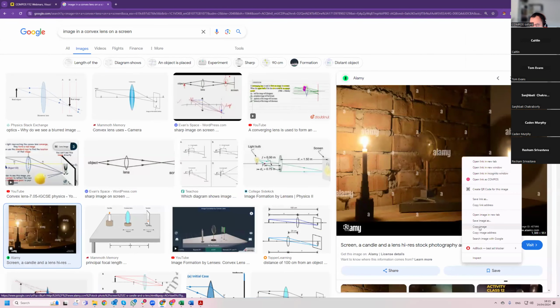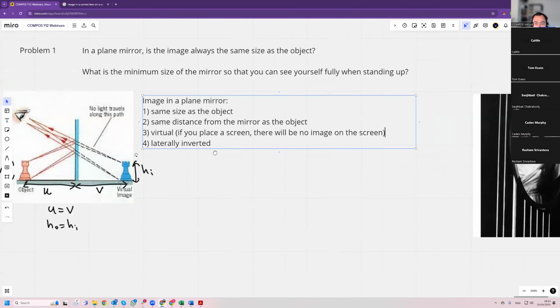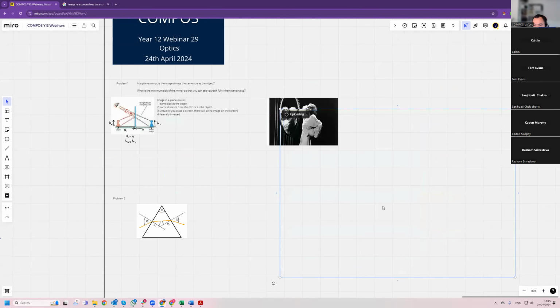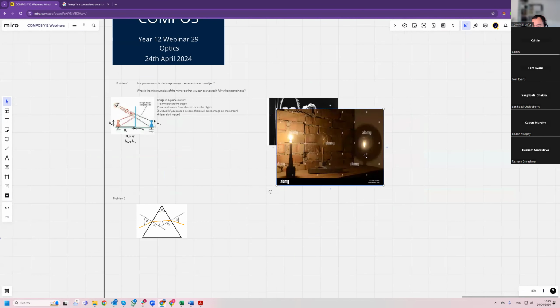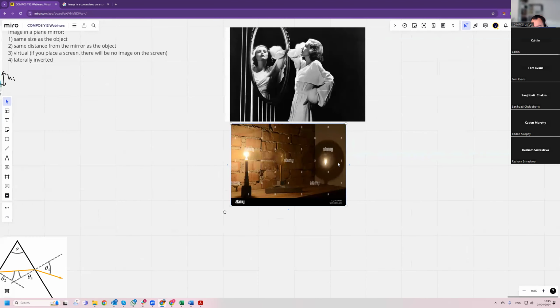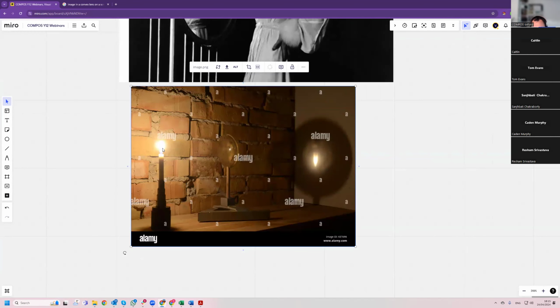So for example, I like this photo. If you take a lens, what you see here is a candle. This is the object, the candle, and this is the image of that candle. You can do this experiment at home as well. If you take a lens and a candle, you can do that.